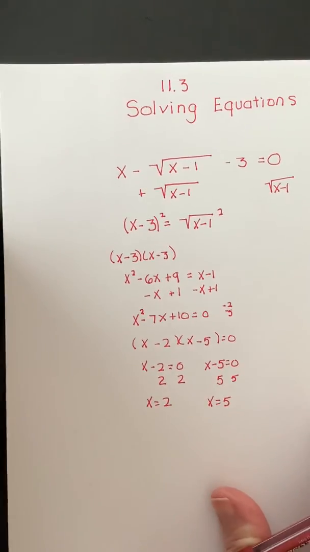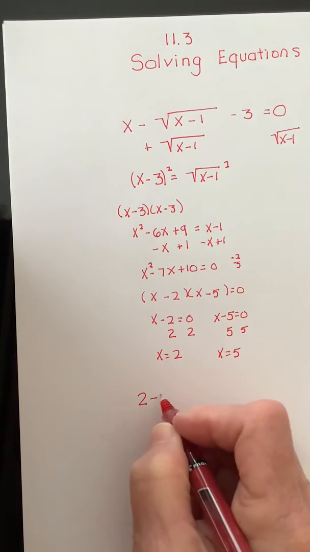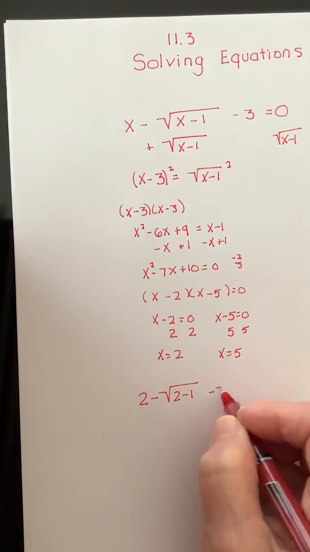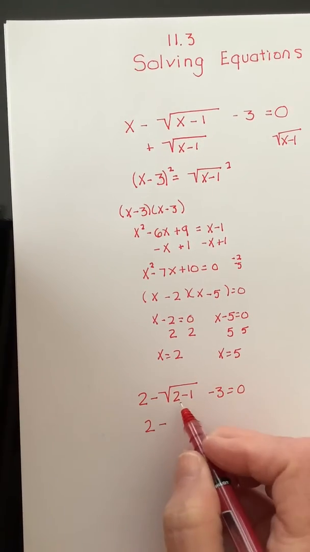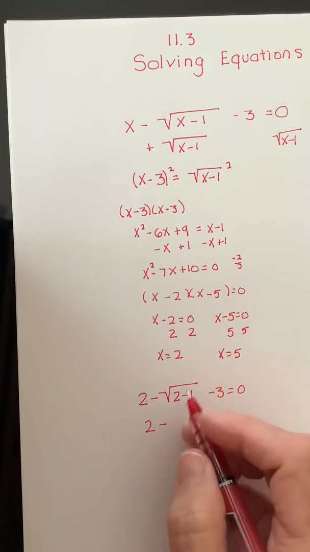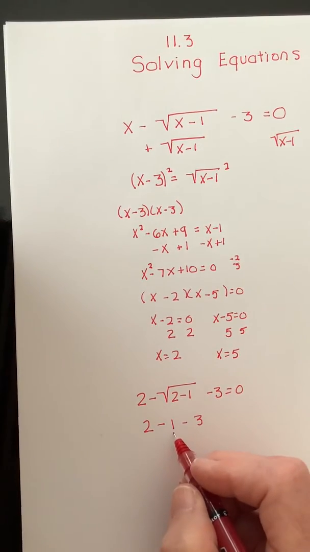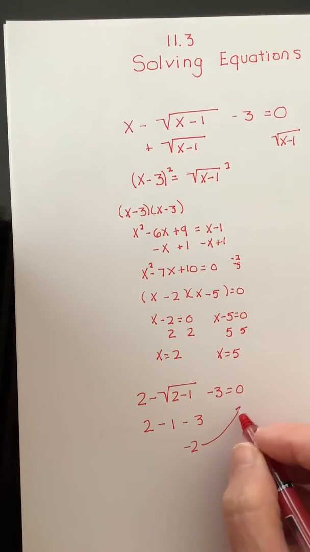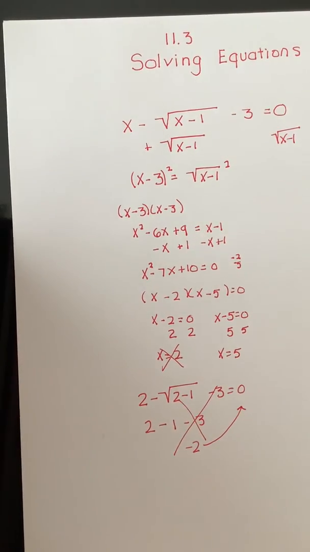Okay, so let's start off with the 2. Let me do it down here. So I've got 2 minus the square root of 2 minus 1 minus 3 is equal to 0. So 2 minus 1 is 1. The square root of 1 is 1. Minus 3, so 2 minus 1 is 1, minus 3 is negative 2. And if you'll look, that doesn't work. So x is equal to 2 is not an answer.